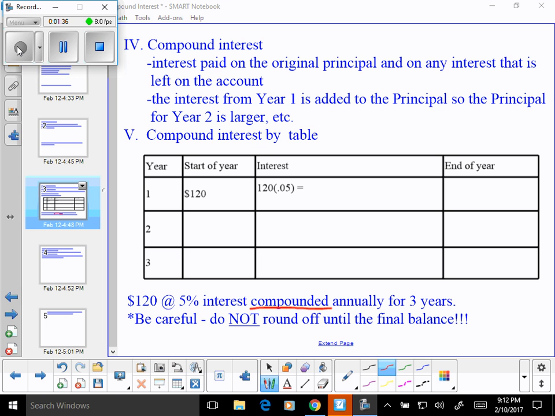Now, to calculate interest, they are going to simply take the principal times the rate of interest. Only remember, rate of interest has to be expressed as a decimal or fraction. This is going to give us an amount of interest of $6. So to calculate your end of the year balance, you're going to take 120 plus 6, and that will give you an end of the year balance of 126. Now, since that money stays in the account, that becomes your balance for the beginning of year 2.